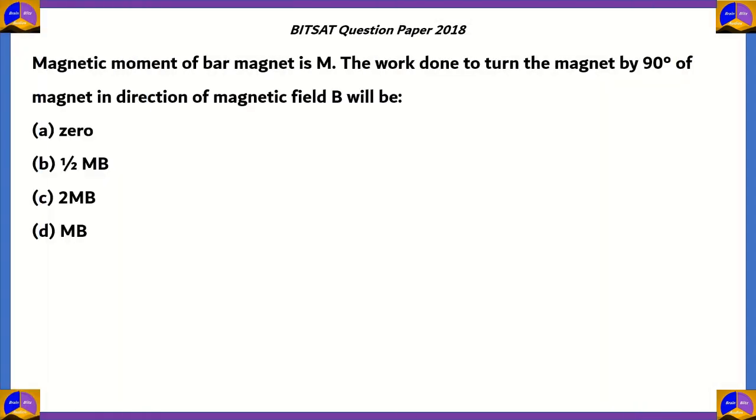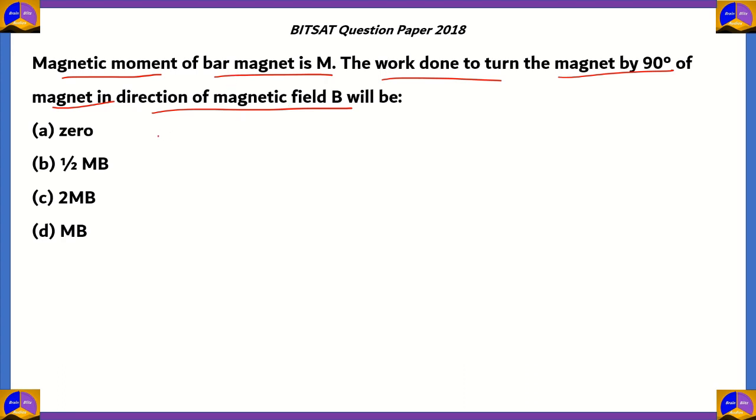That concludes this question. The next question: the magnetic moment of a bar magnet is, say, M. The work done to turn the magnet by 90 degrees in the direction of the magnetic field B will be. Is it 0? Is it half MB? Is it 2 MB? Or is it MB itself? So how do we solve this question?